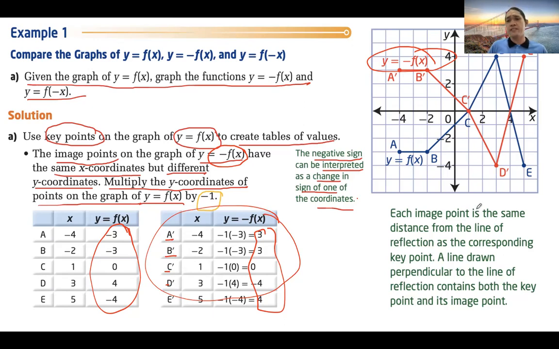Each image point is the same distance from the line of reflection as the corresponding key point. A line drawn perpendicular, and you can see it's perpendicular. Look at the x-axis: we can find the perpendicular line to the line of reflection that contains both the key point and its image point. I hope we are clear about this one. It's really a reflection of the graph y = f(x).